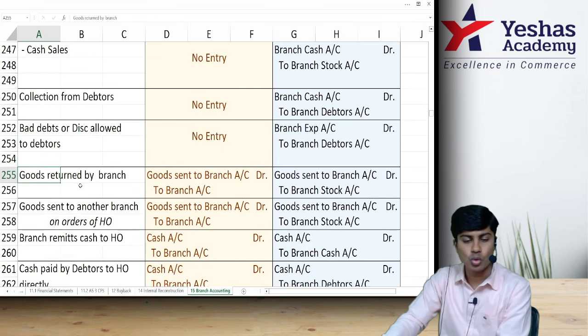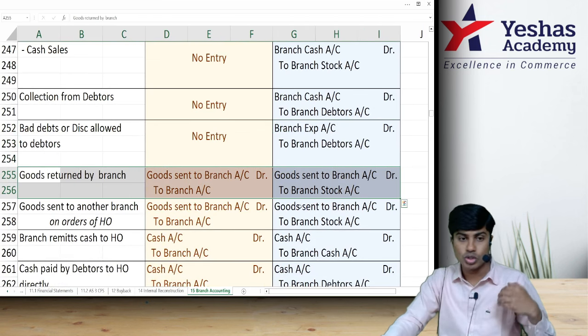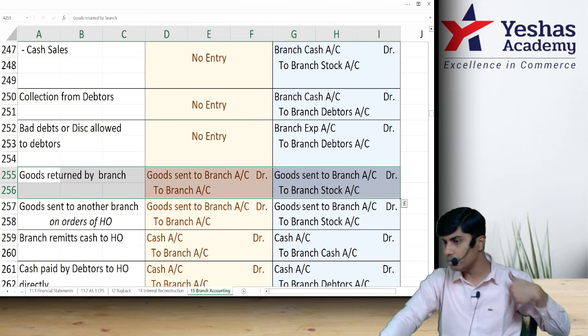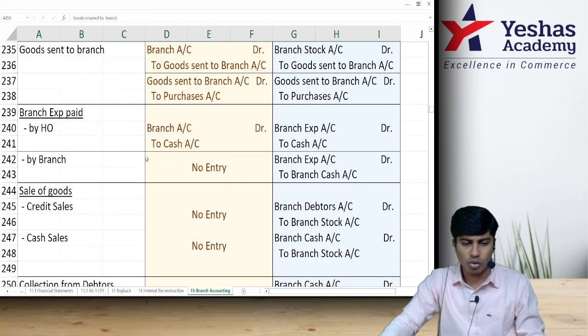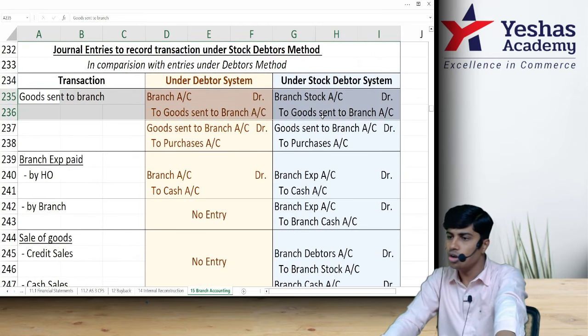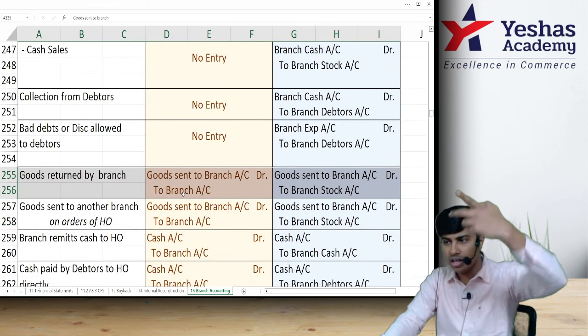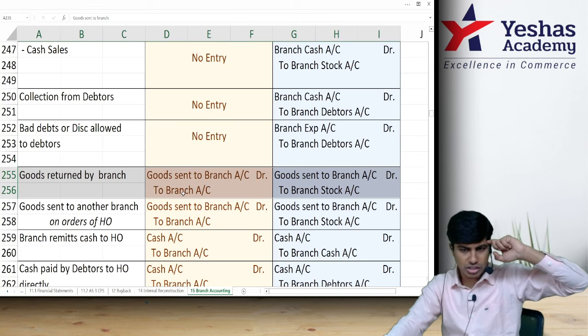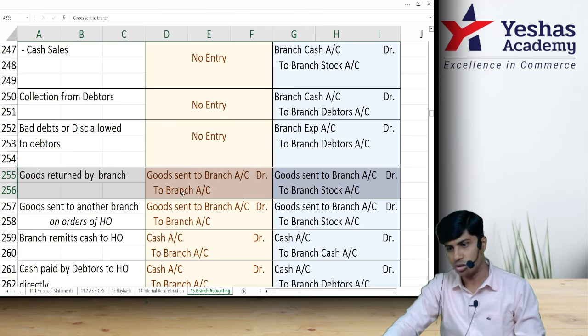Next, we have goods returned by branch. Whatever goods we had sent to branch, branch is returning back to us. We will reverse the entry we had passed. Here we wrote the entry branch to GSB, or branch stock to GSB, when the goods were sent. When the goods were returned, we will reverse it and write GSB to branch or GSB to branch stock.